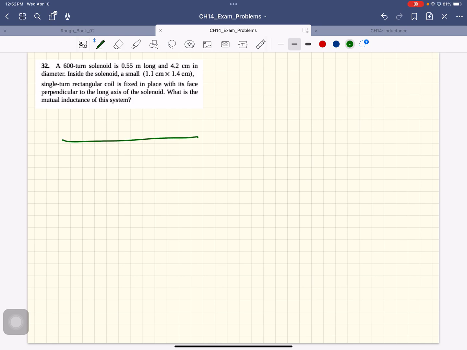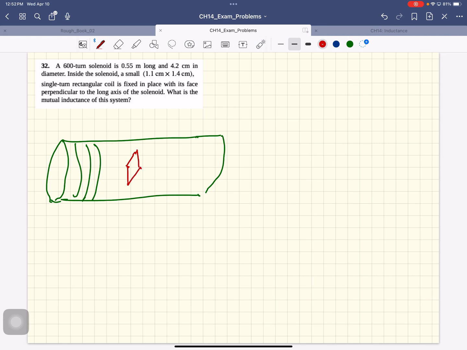So here's the solenoid. This thing is wound with wire. Okay. Inside, we'll place a rectangular coil like that. And so there's the magnetic field inside the solenoid. The magnetic field inside the solenoid is mu naught N I.